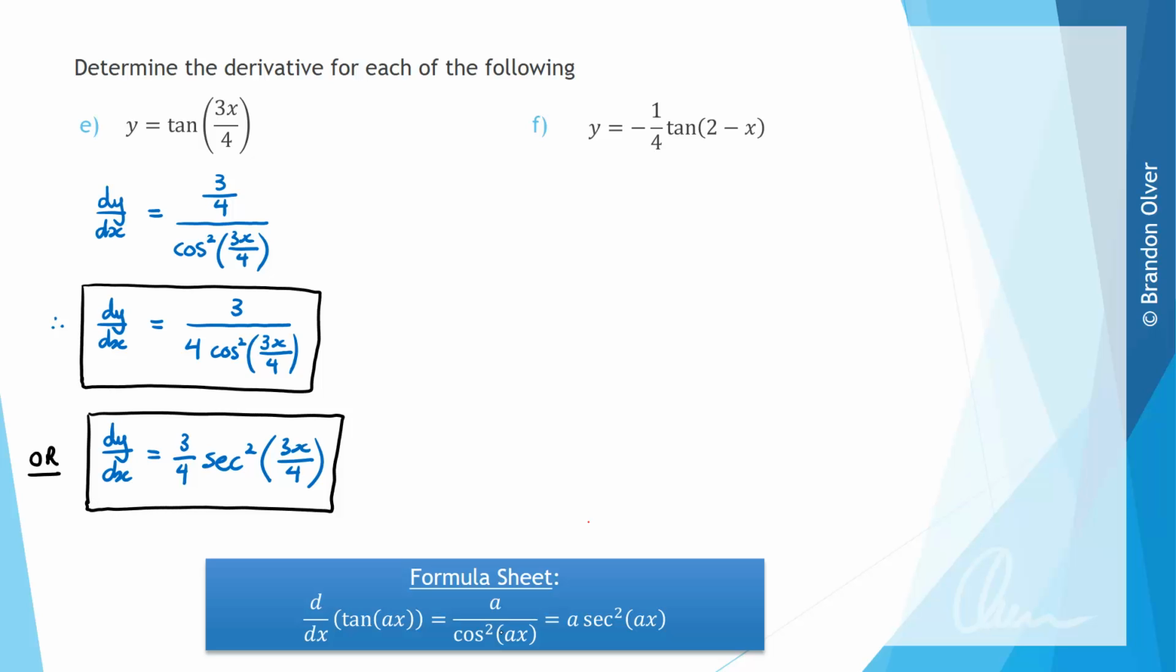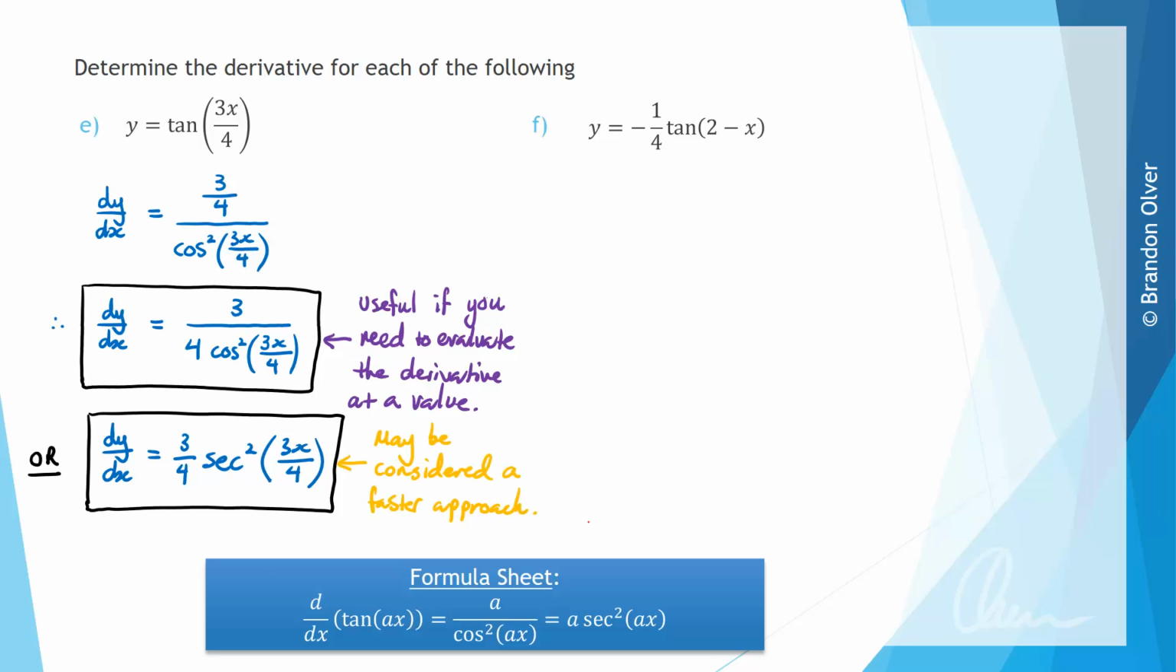And now you might be wondering why we have these two representations that are the same. The reason why we need it, I think, is that this first one is the one that you are better off to have if you're then asked to evaluate the derivative at a value, because we know what the exact values of cos are. However, the exact values for sec may not be something you know off by heart. So this first form is useful if you need to evaluate the derivative at a value. The other form may just be a slightly faster way to represent the derivative. And the most important thing to remember is that they are both equally valid ways of expressing the derivative.